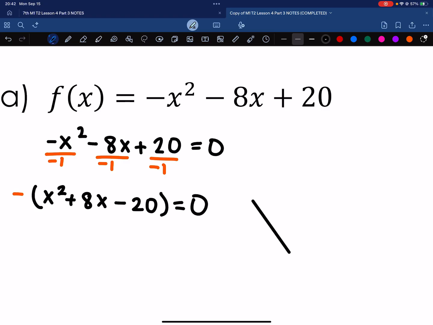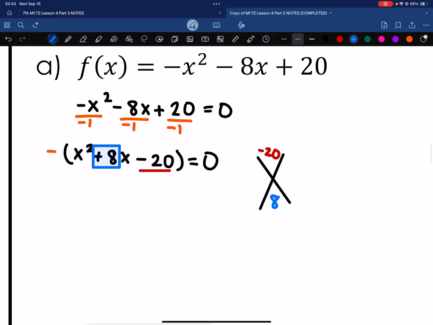Then we get to figure out what we can multiply to get a -20, and those same two numbers have to add to get us a positive 8. Those two numbers would be a positive 10 and a -2. So that negative out in front stays there, but I'm going to have two factors now: one that is x plus 10, and the second one, which is x minus 2.